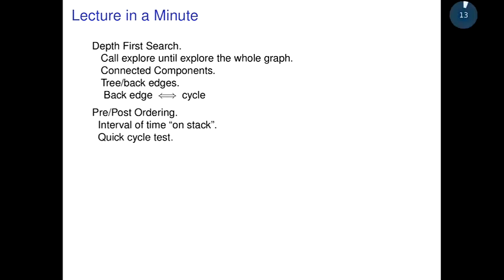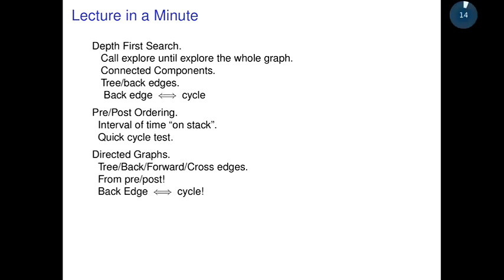The notion of time on the stack are these pre and post orderings. It gives you, for example, a quick gift with a cycle test using these pre and post order numbers, and then we'll look at directed graphs and see how all this works on directed graphs, and finally, we'll show you how to do this thing called a topological sort, meaning that if your directed graph doesn't have a cycle, you can sort it so that every edge goes from lower number to higher number, or lower position to higher position. All the edges go in order.